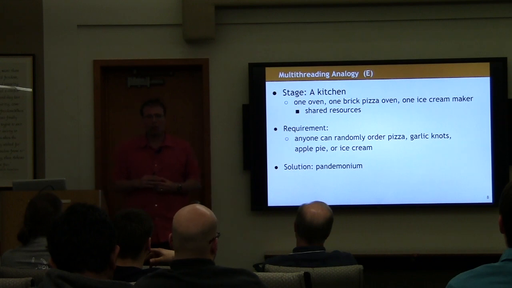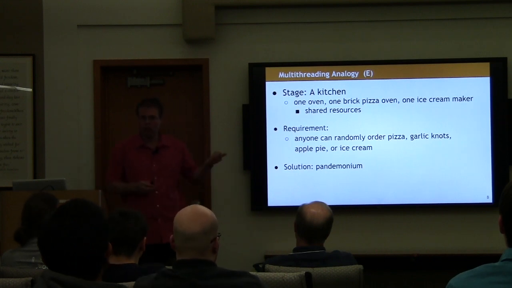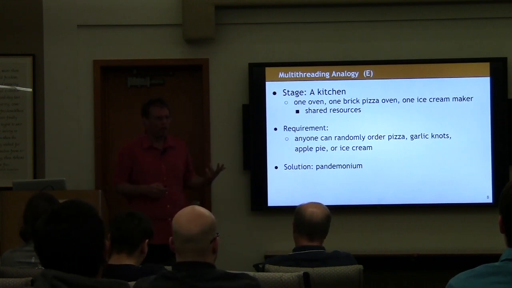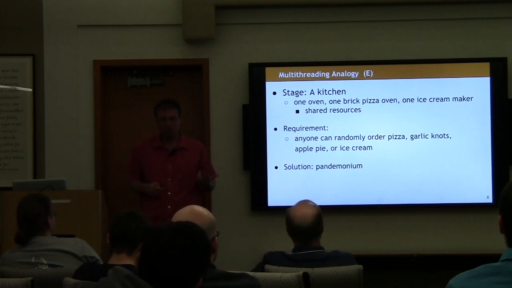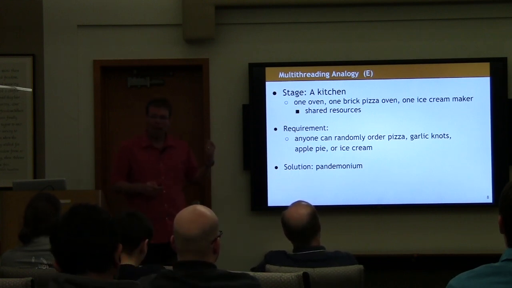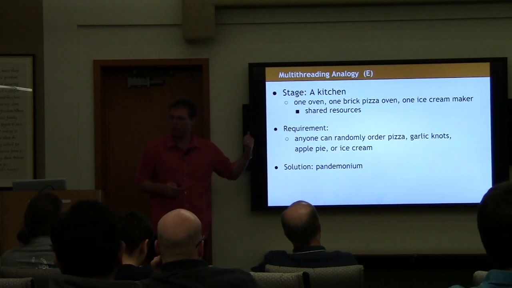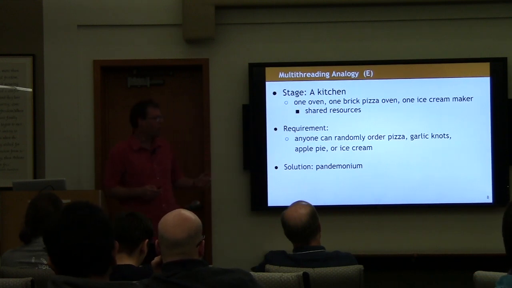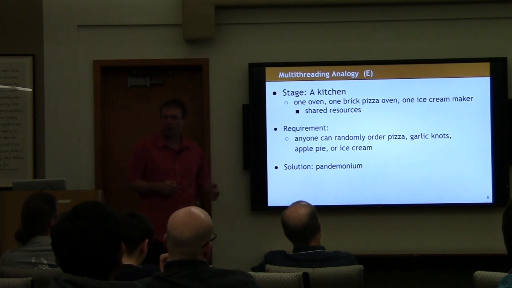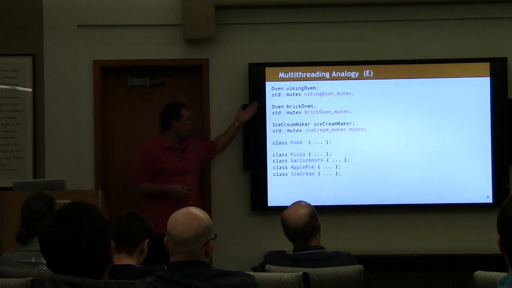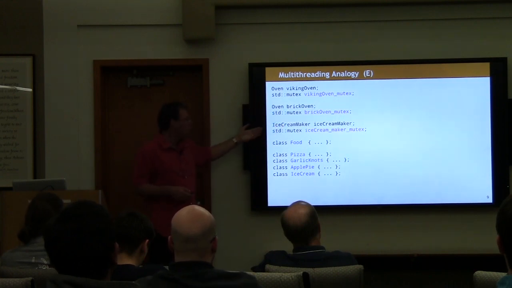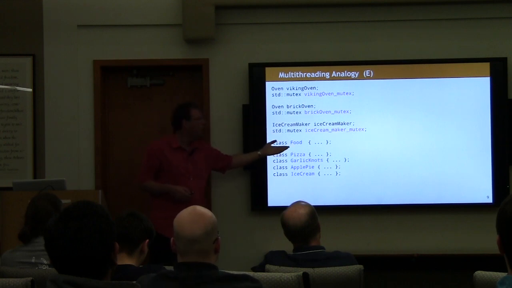And I'd like to briefly go over an example that I used in the previous talk to show you how complex multithreading can get. And this is actually solving a not particularly complex problem. I've got a restaurant, I've got some shared resources, I've got two kinds of ovens and an ice cream maker that are needed to prepare different dishes. And I have people showing up who want to order food from this restaurant. I create my oven and an oven mutex. I create another oven and an oven mutex. I've got an ice cream maker and an ice cream maker mutex.